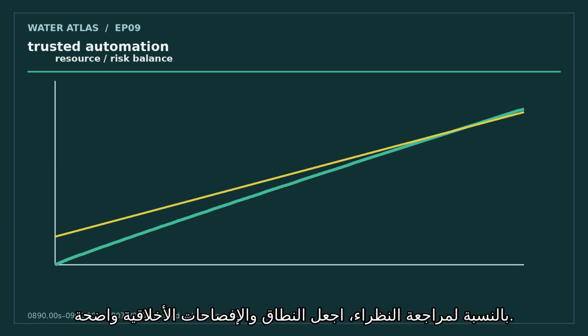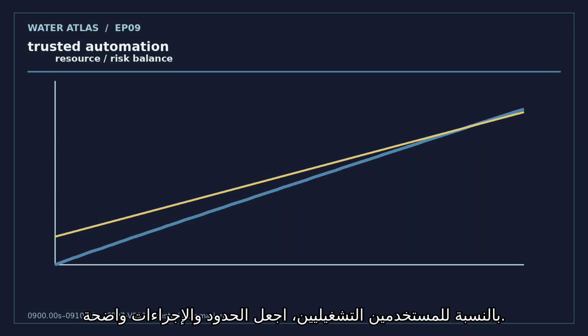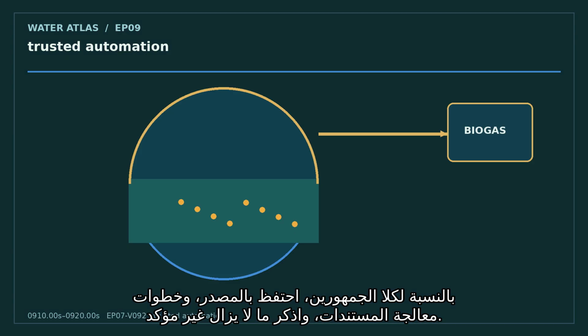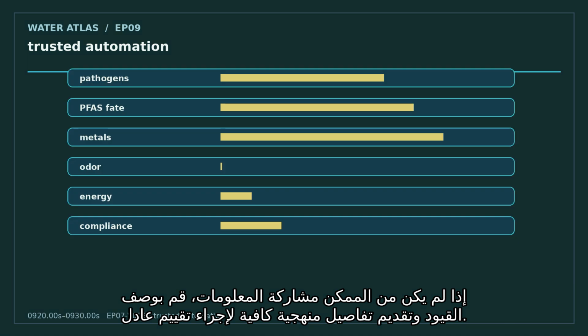For peer review, make the scope and ethical disclosures explicit. For operational users, make thresholds and actions explicit. For both audiences, preserve provenance, document processing steps, and state what remains uncertain. If information cannot be shared, describe the restriction and provide enough methodological detail for a fair assessment.